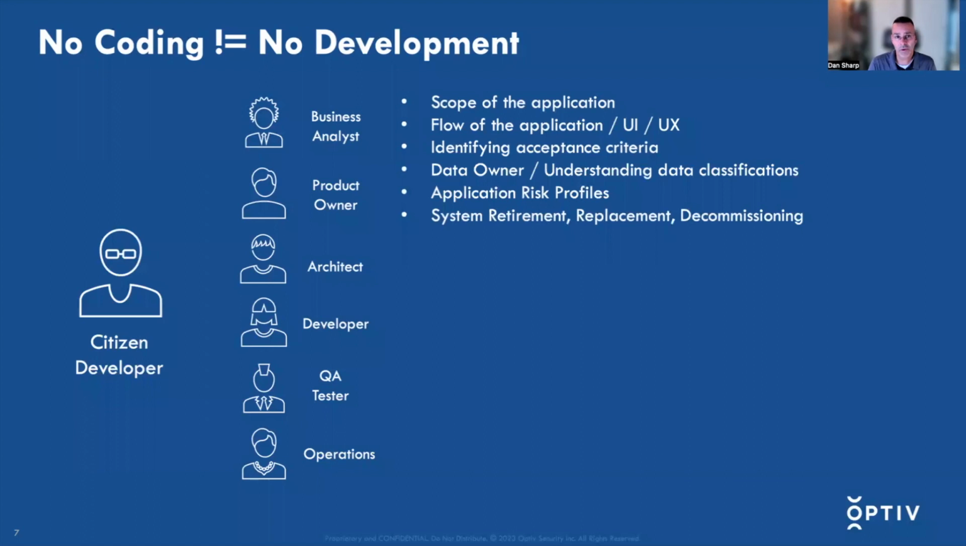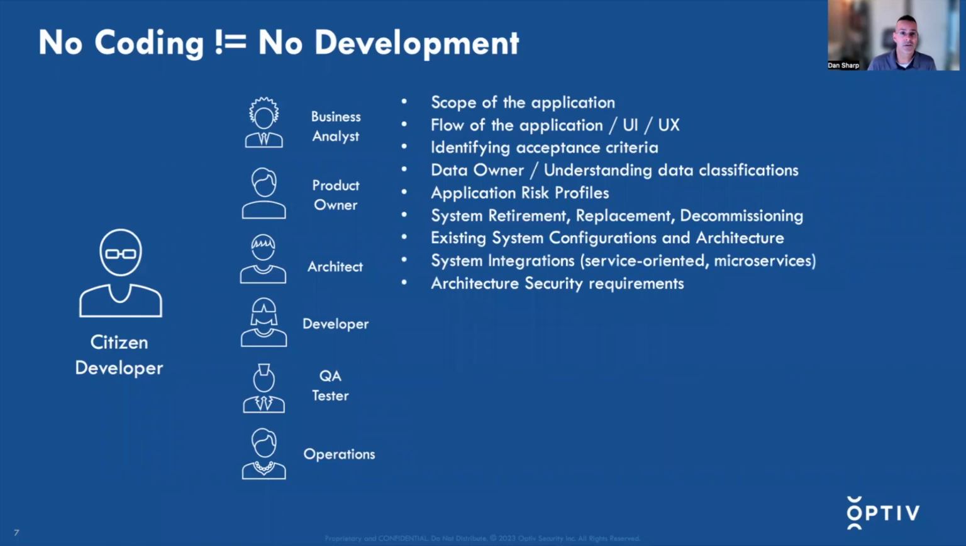Typically, your product owner is the data owner and understands the data classification of the application that's accessing the data. You're now putting that in the hands of the citizen developer. The application risk profiles are maintained by the product owner, and they are also responsible for system retirement, replacement, and decommissioning.